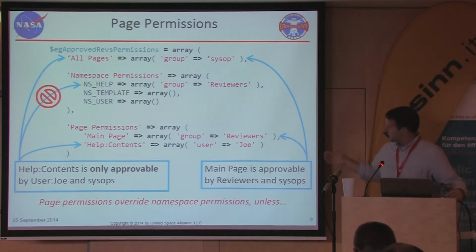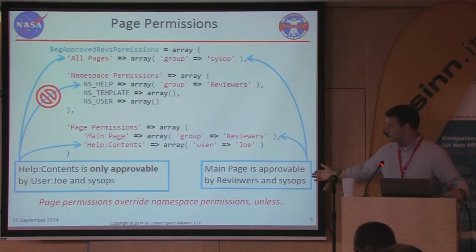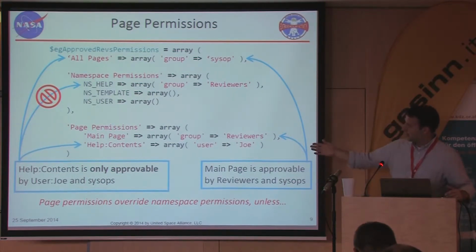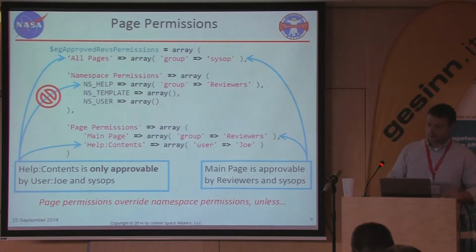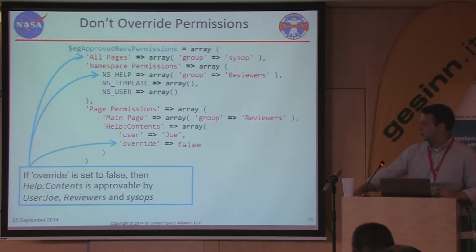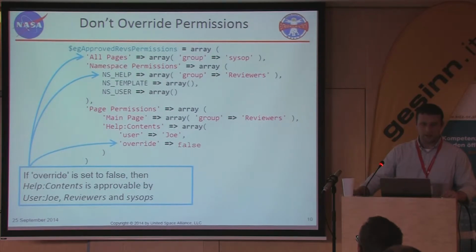So what this teaches us about is, we've still got the same thing with main page where you've got group reviewers and you've got the group sysop, and both of them are able to approve main page. However, with help contents here, you've got the page permissions overriding the namespace permissions. Help contents is within namespace permissions, but reviewers cannot approve that unless you specifically say you don't want permissions to override. And you'll see that in that last line there, override false. It just gives you a little bit more flexibility in how you want to set up your approvals.